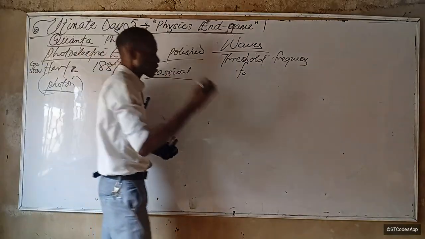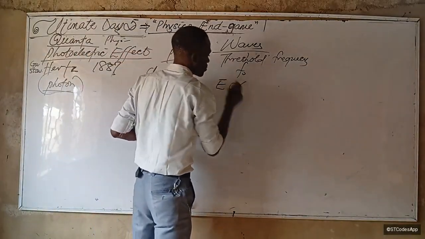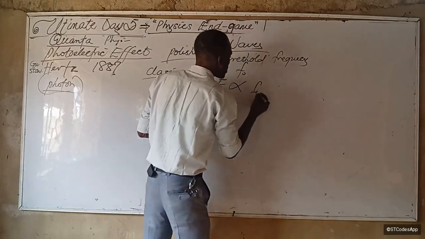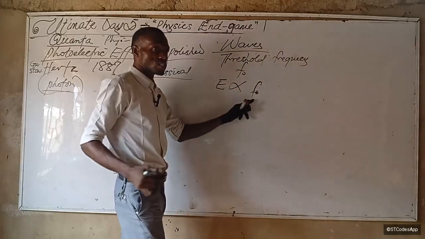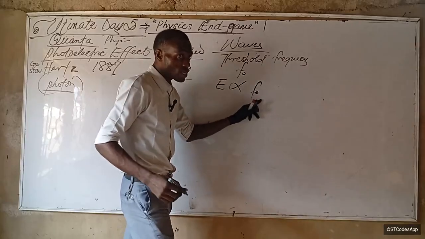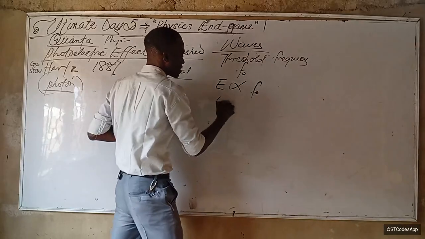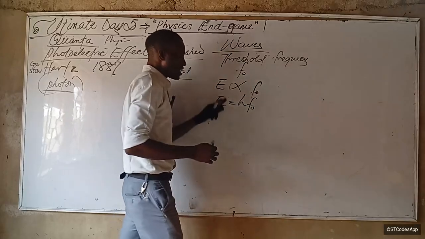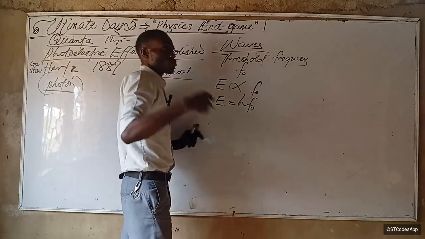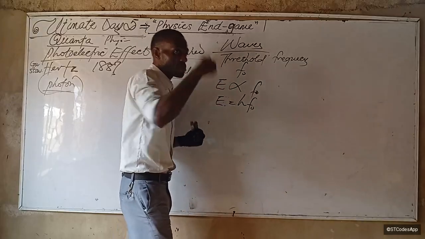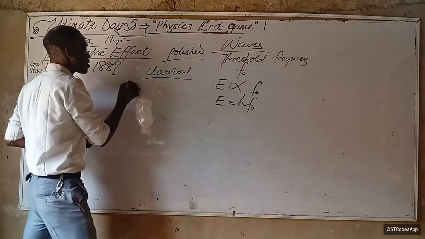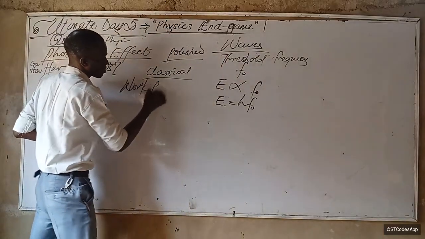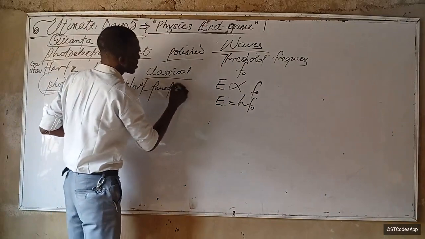Yes, so it was now discovered that the energy was actually dependent on the threshold frequency, not just the amount of frequency. Is that okay? Yes. Not just the frequency. So E is equal to hf naught. Now this E is the minimum energy required to escape that metal plate, and we call it work function. We call it what? Work function. Work function is the minimum energy.